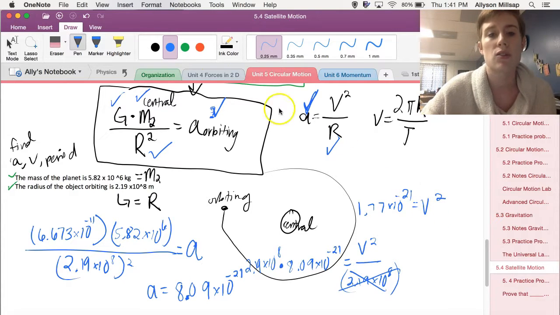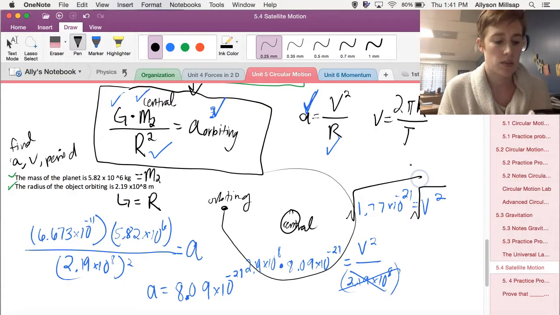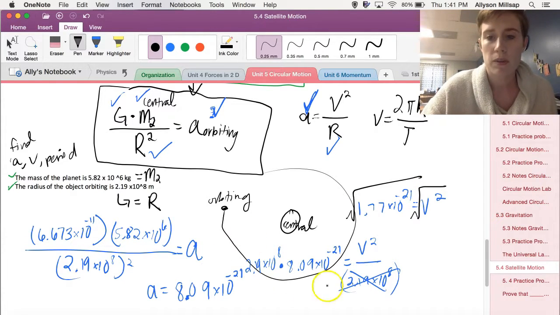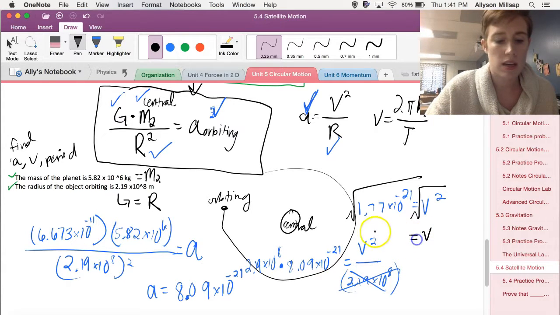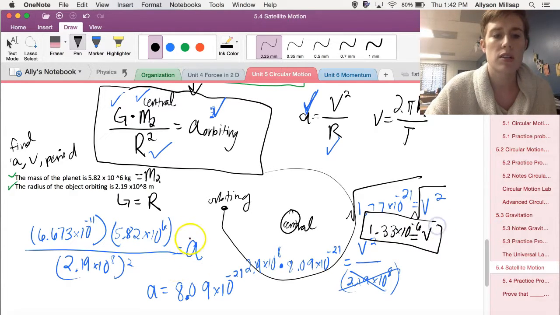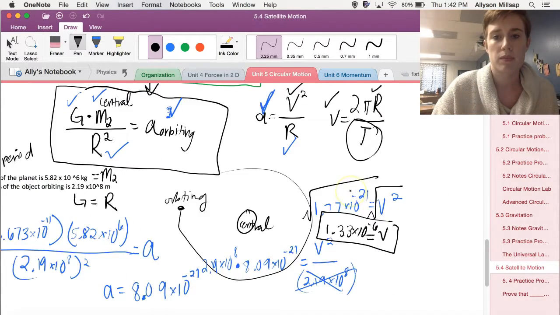That's not v. So how do you get rid of squared? Well, just take the square root. So I take that value, I plug it in my calculator to get the square root, and now velocity is 1.33 times 10 to the negative 6. So now I have acceleration and I have velocity. Now that I have velocity and radius, I can find my period.